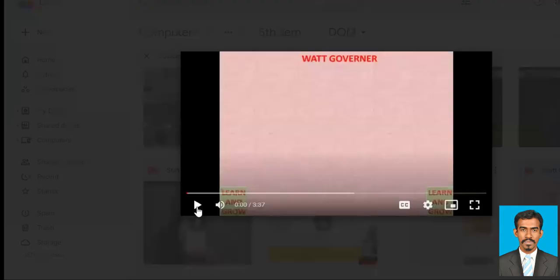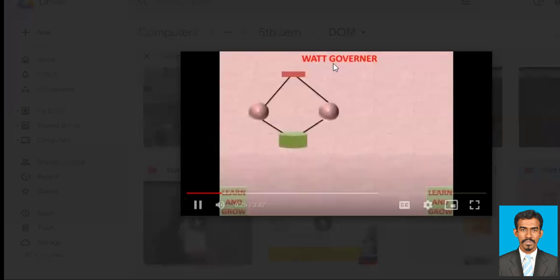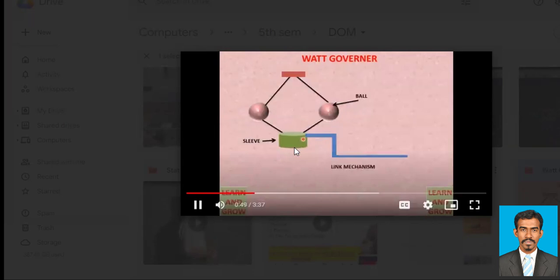Here you can see a very simple schematic of a basic governor. This is how the setup would be. There are two balls connected to the shaft. When this shaft rotates, these balls will rotate like this. When these balls rotate, this setup will move up if the speed of the balls increases, or if the speed of the balls decreases, this setup will go down.